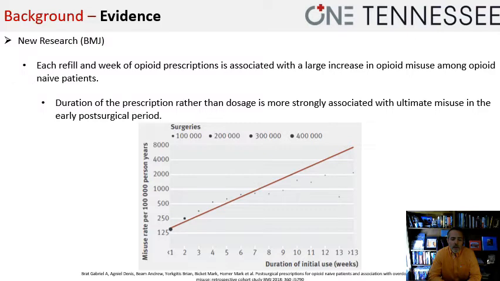So looking at the graph, out of 100,000 people that are on an opioid for less than a week, roughly 125 are going to have trouble coming off that drug and potentially developing an opioid use disorder. When you take that out past 13 weeks, out of 100,000 people, that number jumps to 8,000 who are going to struggle with, at the bare minimum, physical dependency, and on the far end of that spectrum, full-blown opioid use disorder.